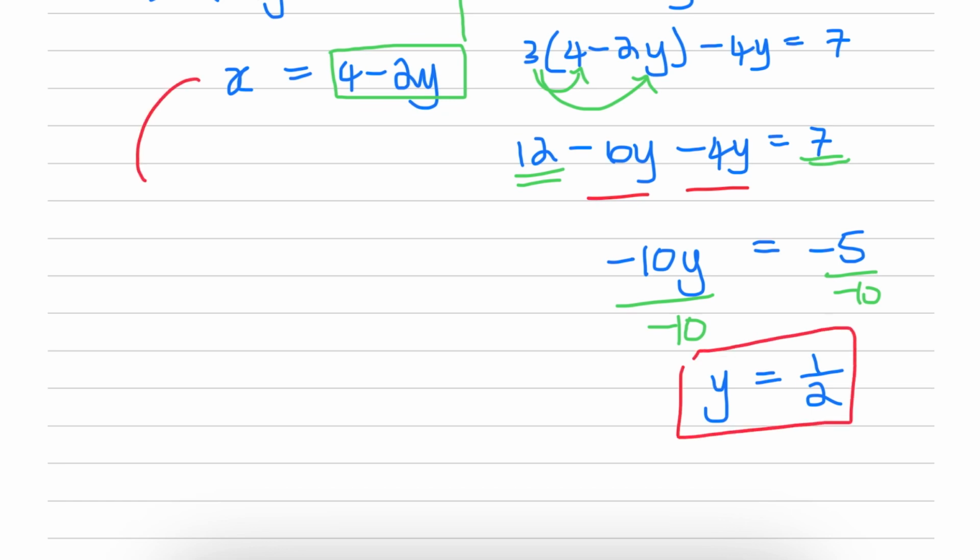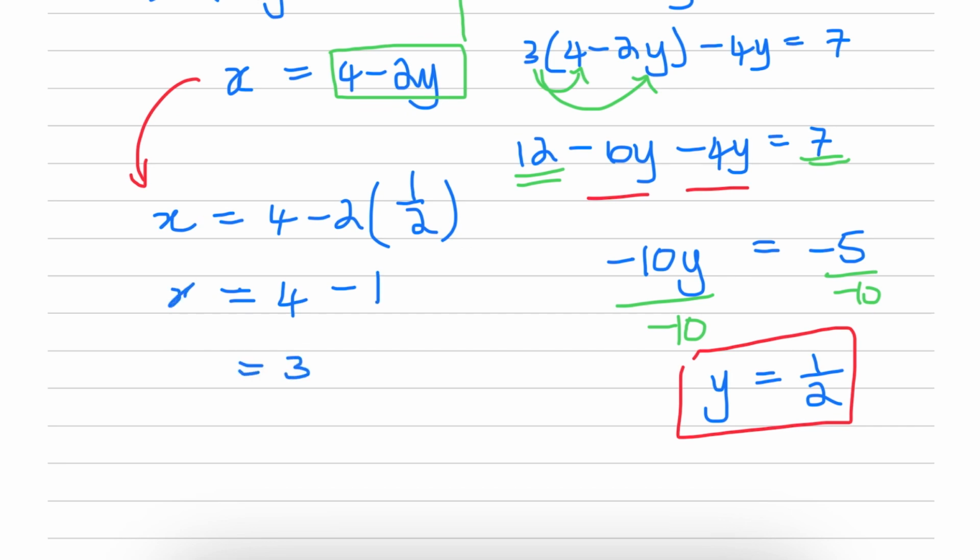Okay, now that you know that y is equal to a half, let's go ahead and find out what x is equal to. X is equal to 4 minus 2y. And since y is equal to a half, we'll say 2 times a half, which gives us, well, in this case, negative 2 times a half is negative 1. And therefore, x is 4 minus 1, which is equal to 3.